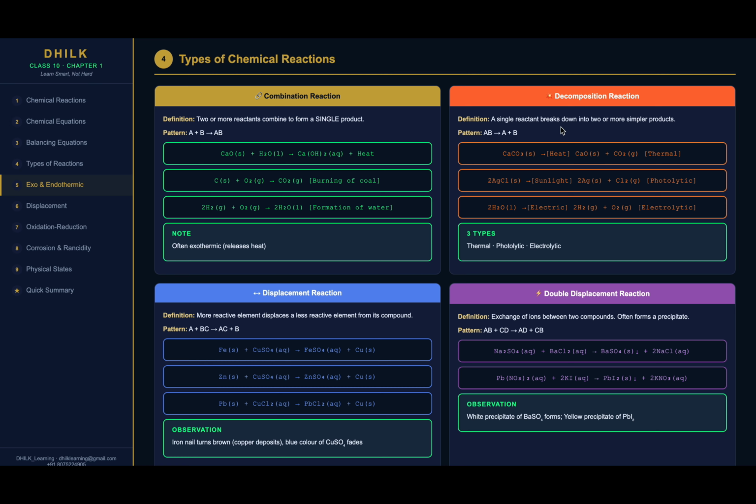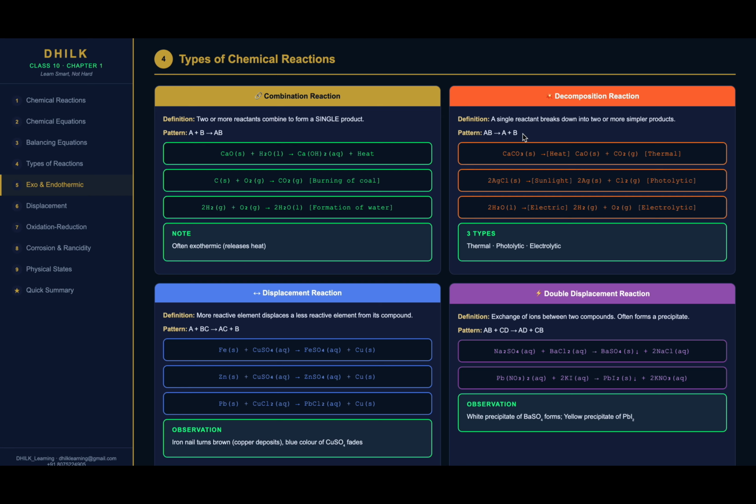But in a decomposition reaction, a single reactant breaks down into two or more simpler products. So these two reactions are opposite to each other. Now look at the pattern: AB gives A plus B. The reactant was AB, which is a single reactant, and that breaks down into A and B. So this is a decomposition reaction.